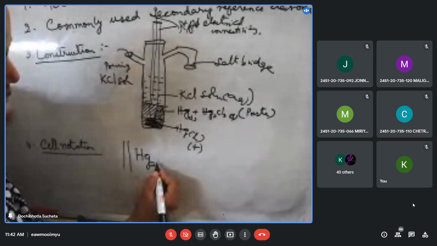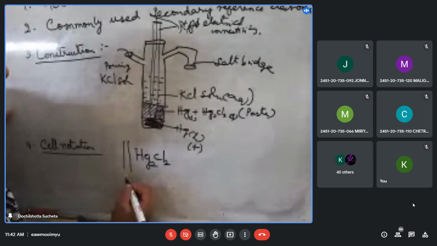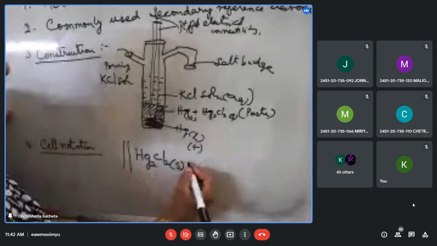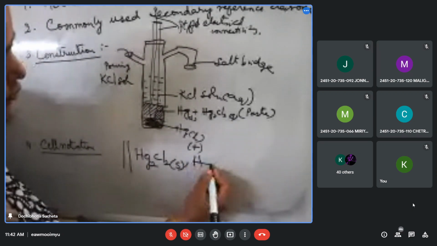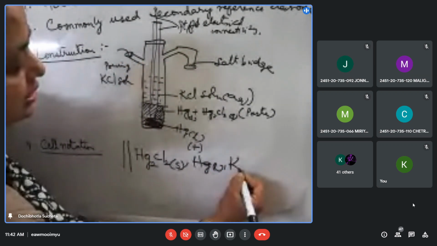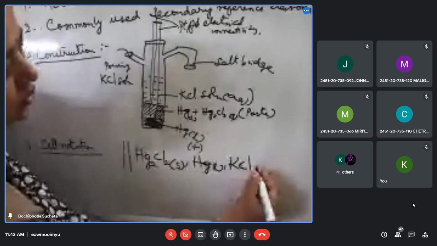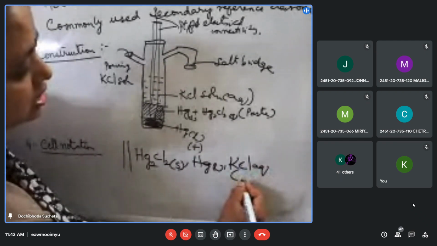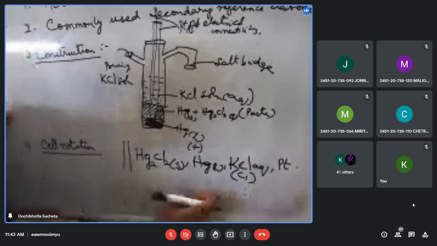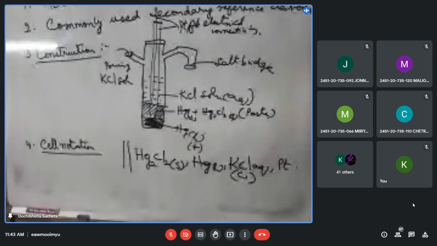So first it should be ionic in nature. Hg2Cl2, it is solid. This is the oxidized form. It will form Hg liquid, comma, KCl aqueous, concentration C1, and platinum wire for electrical connectivity. That is the cell notation of the calomel electrode. Is it clear? Does anyone have a doubt?